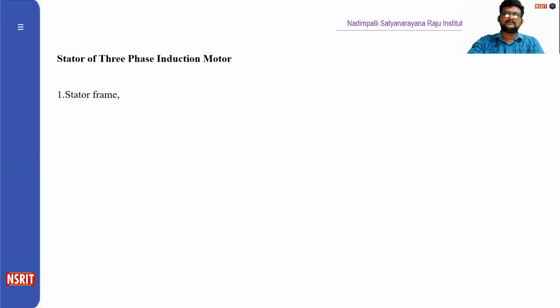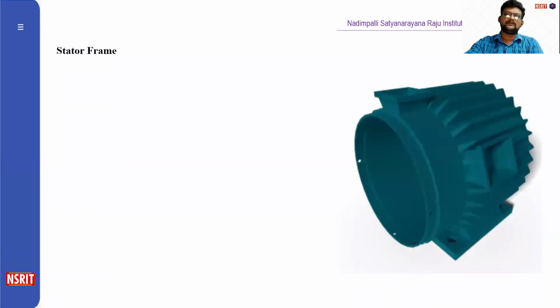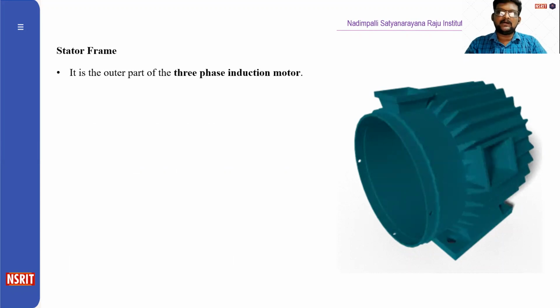Coming to the stator, it has many parts: stator frame, stator core, and the stator winding, or field winding. Coming to the stator frame, this is a pictorial representation of the stator frame. It is the outer part of the three-phase induction motor. The main function of the stator frame is to support the stator core and the field winding.